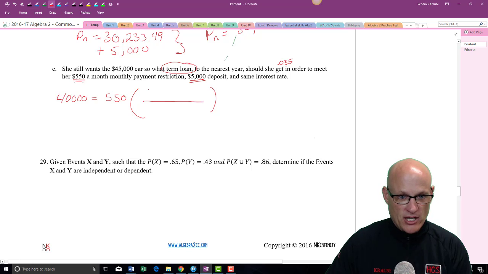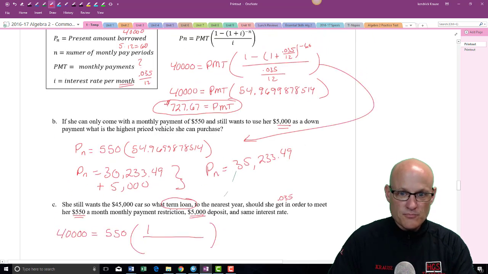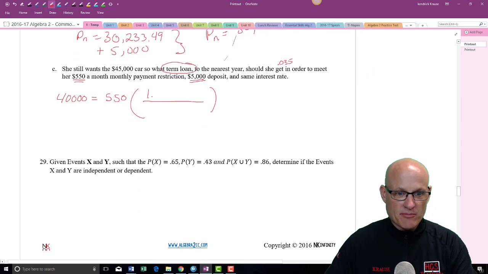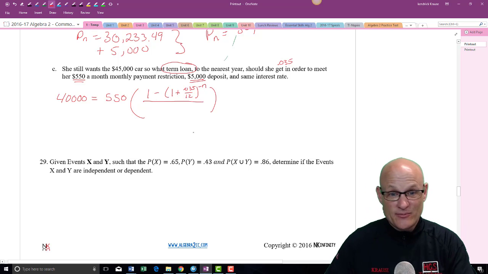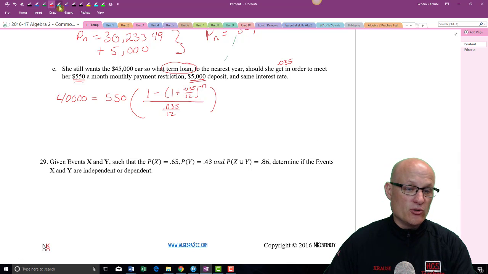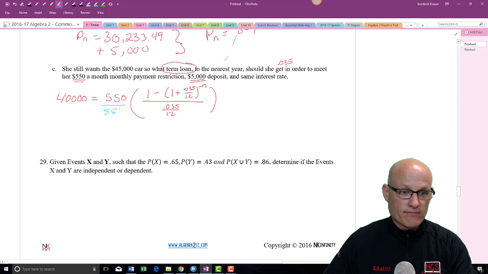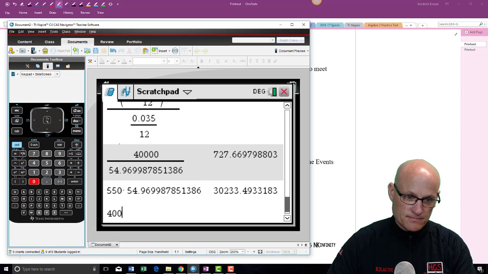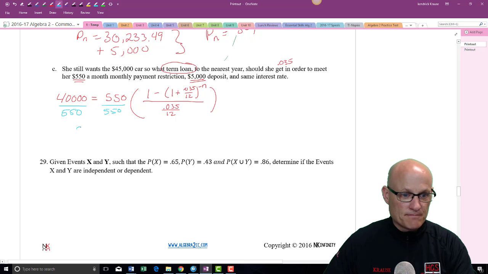And this is going to now change. 1 minus, I always forget if that's minus or plus. 1 minus 1 plus 0.035 over 12 to the negative n, because this time I don't know what n is, all over 0.035 over 12. Now this one's going to require some work. First thing we got to do is get the weird thing alone. We're going to divide by this. So 40,000 divided by 550, and leave it like this, 800 over 11, that's fine.